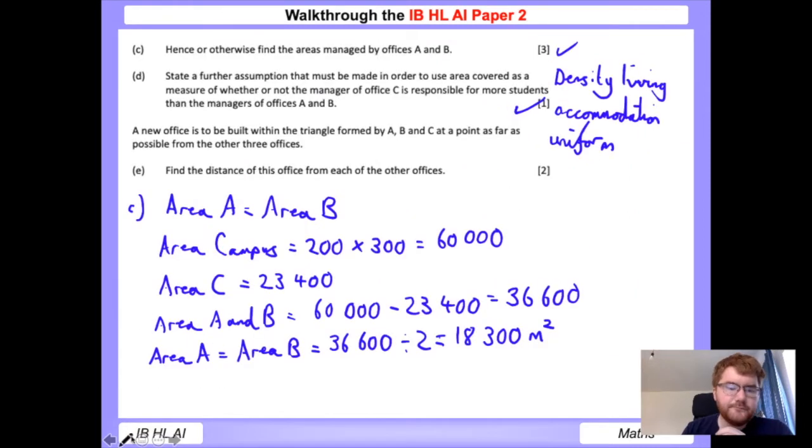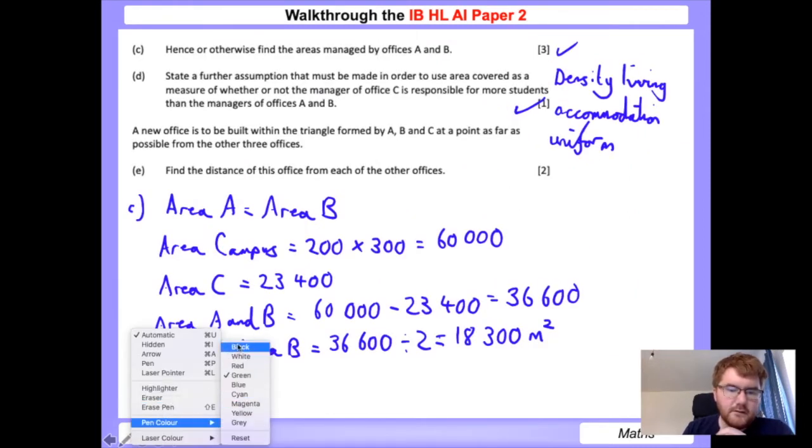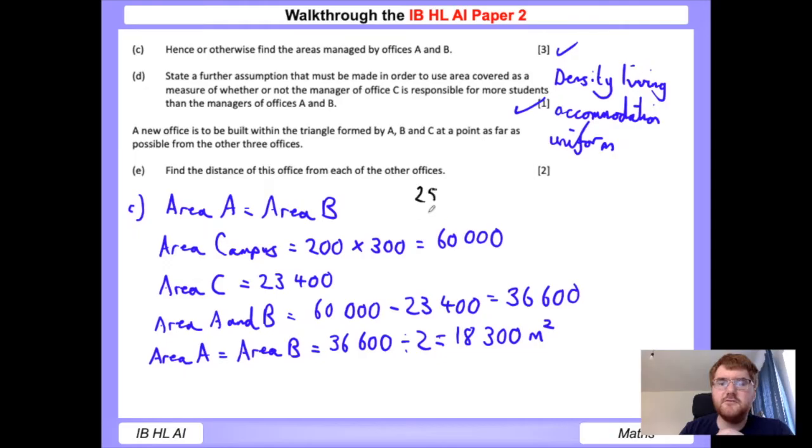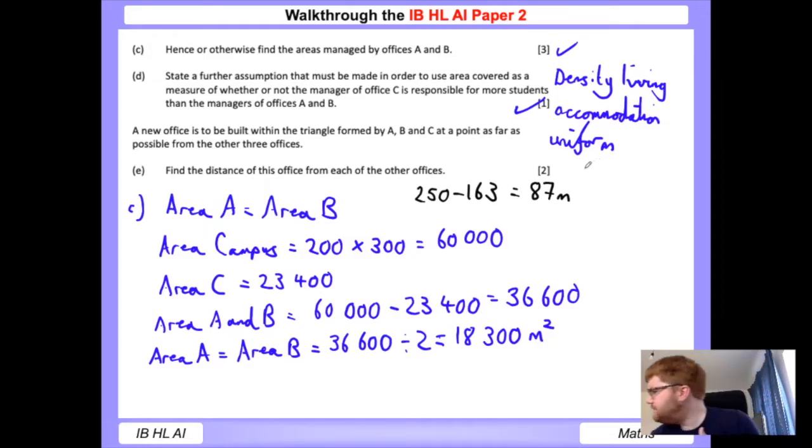So the answer is going to be 250 minus 163. And that gives us 87 meters. And that's our answer. So I'm just going to put the mark scheme. Yep, so just finding some attempts to the distance. I think the straightforward one to do here is just going horizontally across. There's no need to do Pythagoras or anything a bit more complicated.